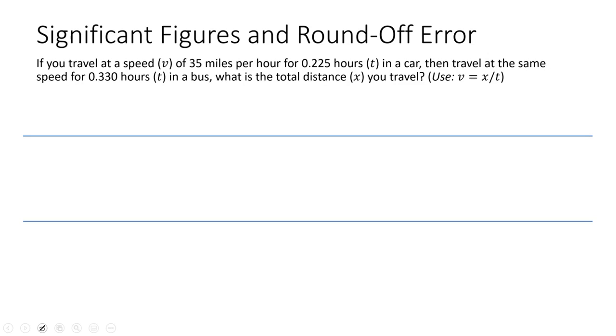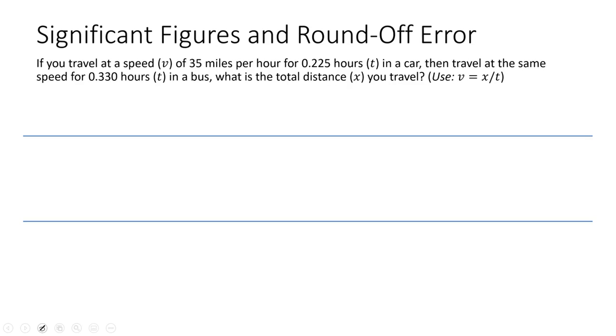Okay, one last thing about significant figures before we move on, and this is round-off error. So it turns out that when you round to your appropriate number of significant figures at intermediate steps in a calculation, when you get to the final answer, you can have this thing which is called round-off error. And so the best way to explain it is really to look at an example.